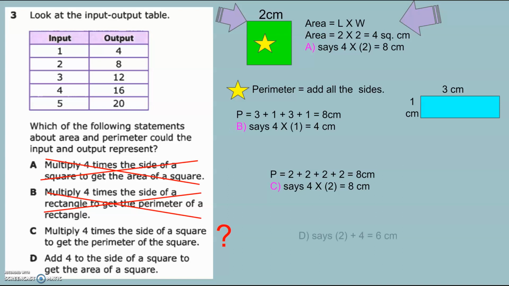And D says that I'm going to add 4 to the side of the square. Well, the side of the square was 2. Add 4 to it is going to be 6. That is not equal to the area of this square, because the area of this square would be 4 square centimeters. So I know it's not that one. The correct answer on this one is C.